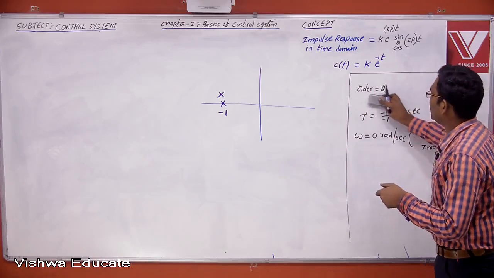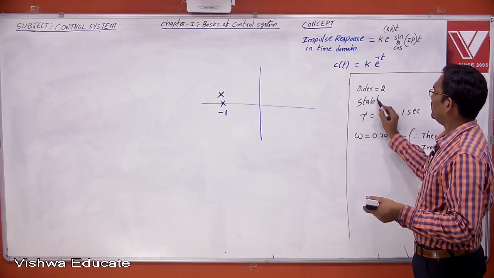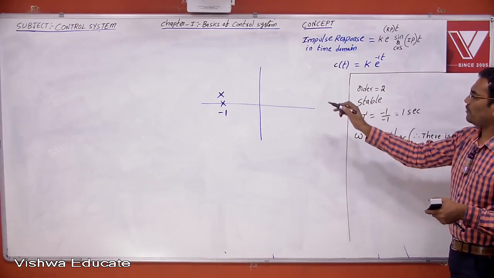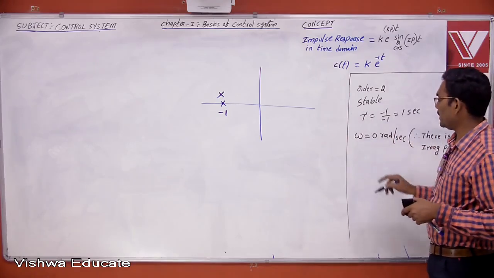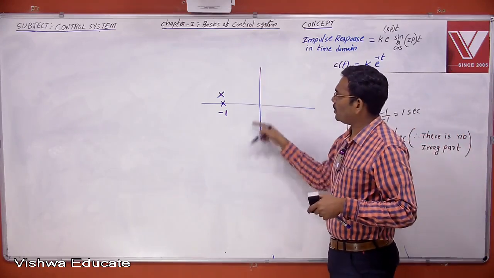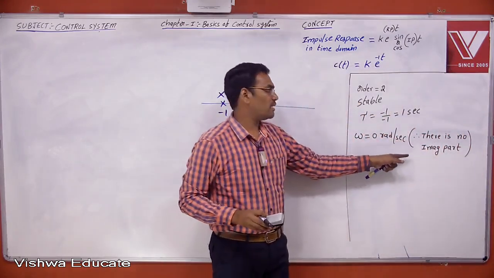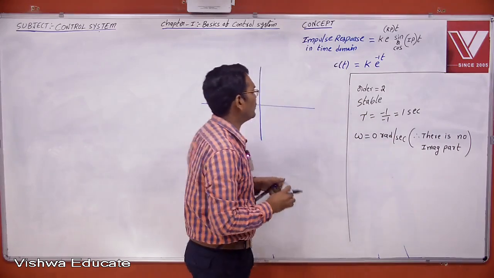Now the pole lies on the left hand side, therefore the system is stable. Now what is the time constant? Negative of the reciprocal of the real part, minus 1. Therefore time constant equals 1 second. Then is there any imaginary part? No imaginary part, only real part. Therefore frequency of oscillation is 0 radians per second.